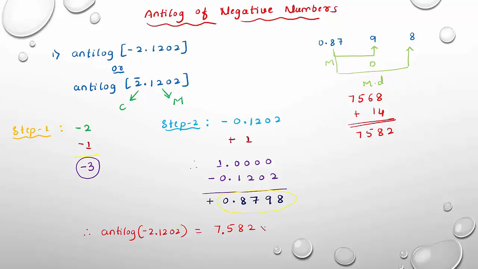The characteristic is how much? -3. So it will be multiplied by the power of 10. We have to write it as 10 raised to -3. What is the final answer? 7.582 into 10 raised to -3. So this characteristic will be written as multiplied by 10 to the power -3, and the mantissa we got is 7582. But here we have to write the decimal point after one digit: 7.582 into 10 raised to -3.